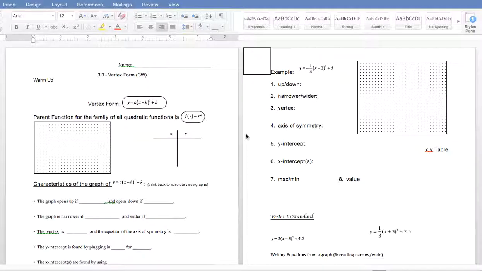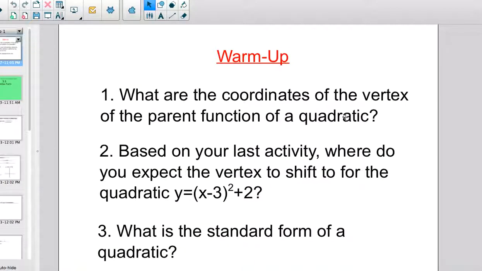We're at 3.3, which is just the vertex form, kind of a review lesson from Unit 1 concepts. You should have a classwork, which the sub should have given you. It looks like this. So if you have this, you can take notes on your classwork here, and we'll start with the warm-up. You can read these, pause the video, answer these, and then resume the video when you have answers.